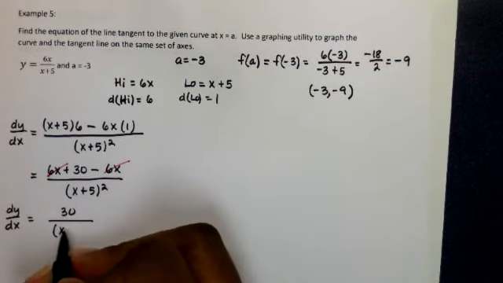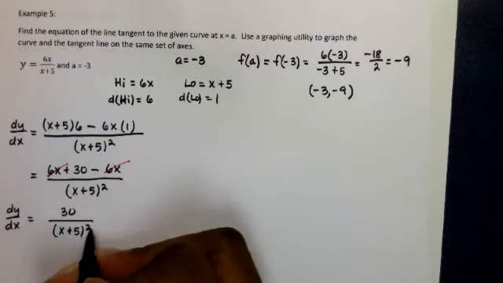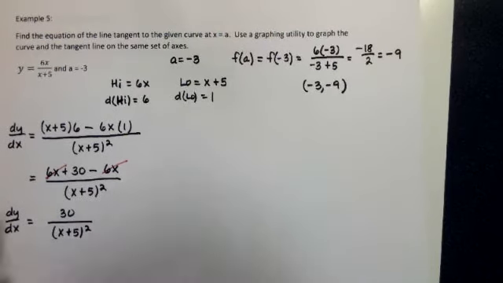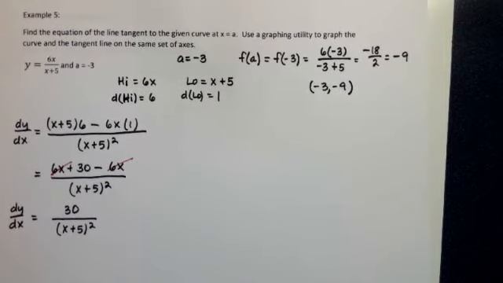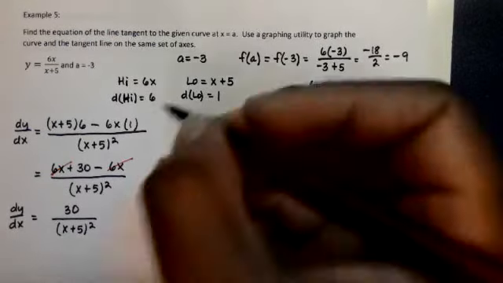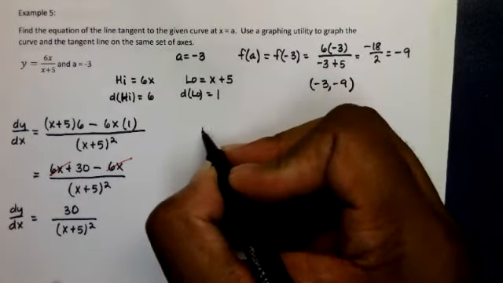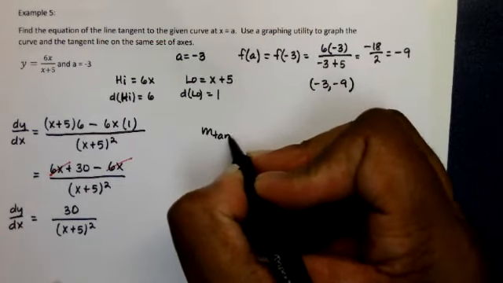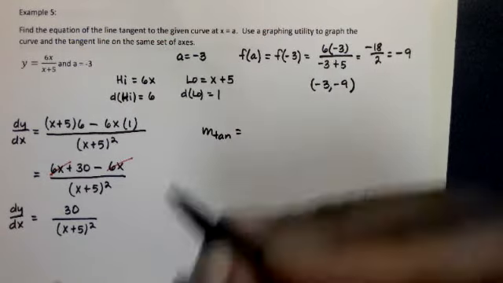Divided by (x plus 5) quantity squared. That's your derivative. I'm going to use that to find out what the equation of that tangent line is, or the slope of the tangent line. Let's start with that. The slope of the tangent line is this.